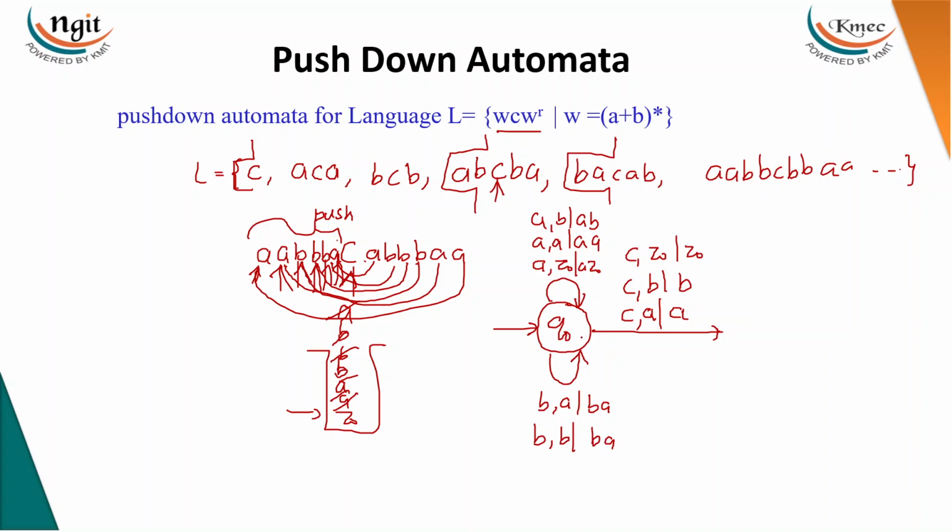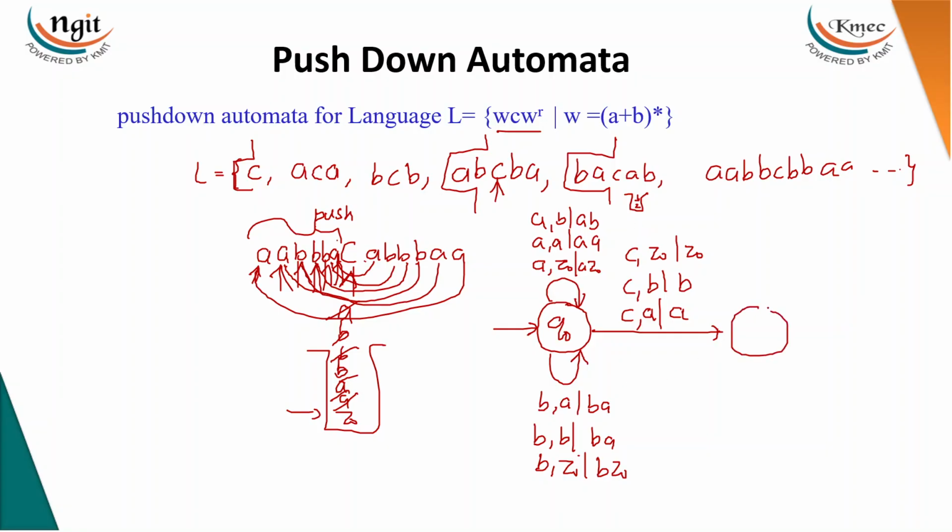Now, why have I taken the same state again? After B, I can take A. After A, I can take B. You can take whatever you want. That's the reason we are doing it. Then sometimes for B, we may have Z0. Again, you have to push it. For example, if the string is starting with B, then the stack is initially having Z0. You have to push it.